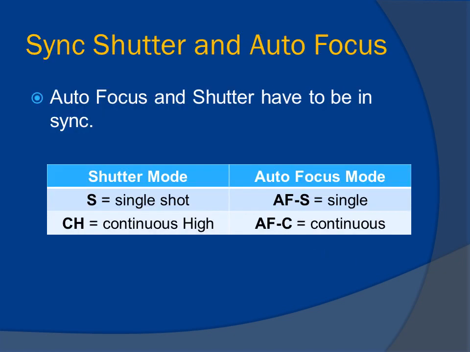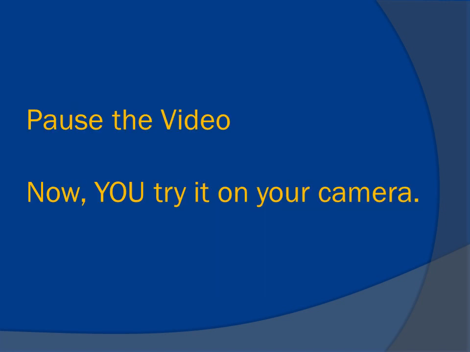Shutter speed and autofocus. Autofocus and shutter have to be in sync. If your shutter mode is S for single shot, your autofocus mode should be AFS. If your shutter mode is continuous high, your focus mode should be AFC, continuous. Pause the video. Now you try it on your camera.